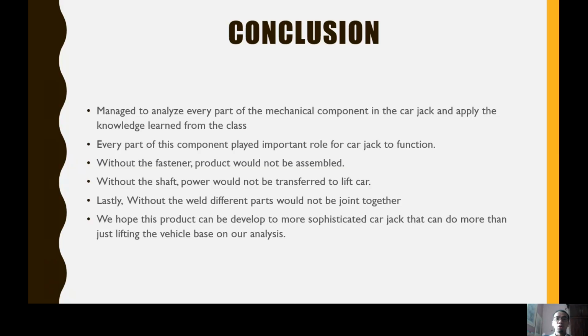Conclusion. We managed to analyze every part of the mechanical component in the car jack and apply the knowledge learned from the class. Every part of this component plays an important role for the car jack to function. Without the fastener, the product would not be assembled. Without the shaft, the power would not be transferred to lift the car. And lastly, without the weld, different parts would not be joined together.